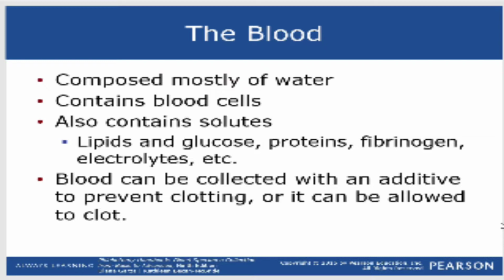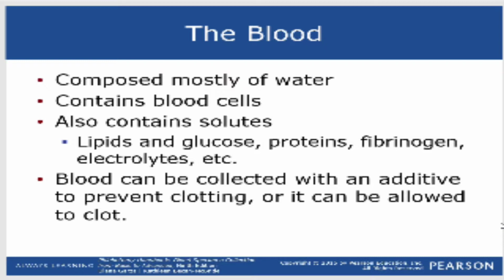Your blood is made mostly of water. There's some other cells in there also. You also have lipids, which are fats, glucose, which is sugars. You have proteins, fibrinogen, which is your clotting factors, electrolytes like sodium and potassium and chloride. And your blood works to transport these throughout your body.